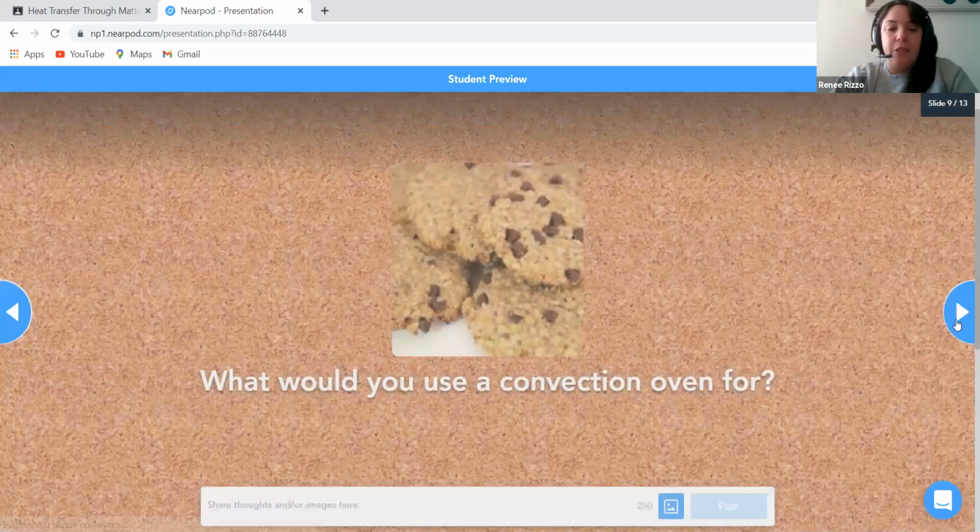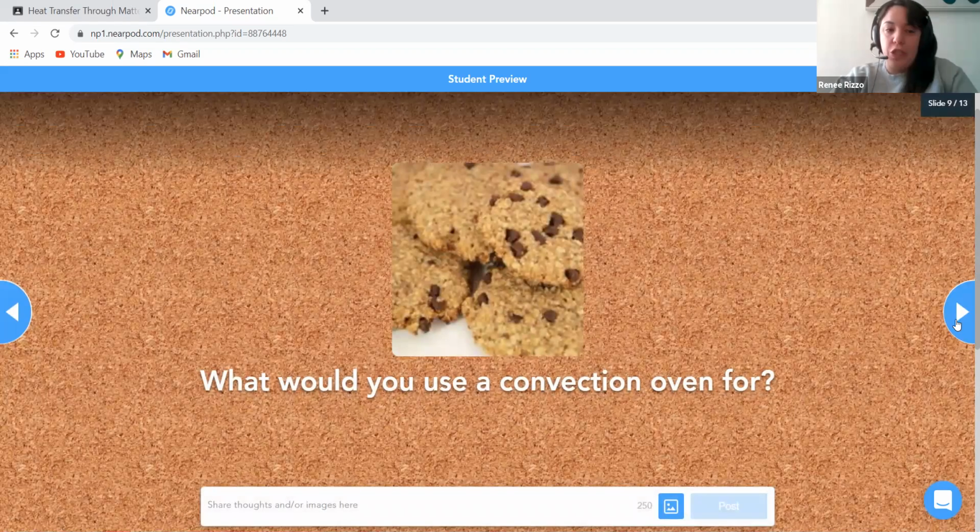So there's also a message board feature that I decided to use in Nearpod on this lesson. What would you use a convection oven for? So you could assess whether students really understood the topic because the video does go into how convectional ovens are better for certain items than they are for others. Like they might be good for cookies, but they would not be appropriate for souffles or things like that. So this is a way for students to use their imaginations, and it's also a way for you to assess whether they really understood what they watched or whether they did not.